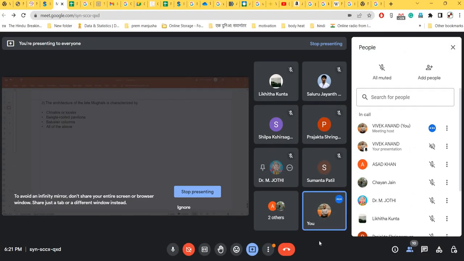Any other building? In Red Fort you can see chhatris or not? Yeah, we also see chhatris on the corners. So maybe all of the above.